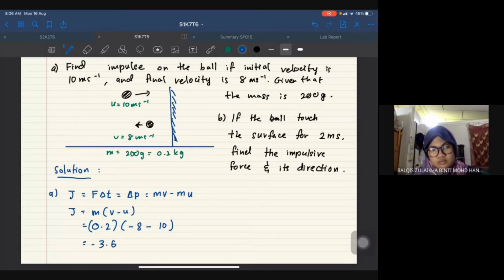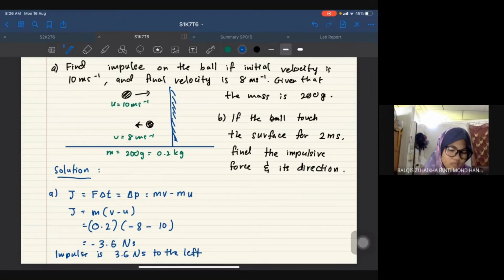What is the unit for this one? Ns. Okay, Ns. Okay, what is the direction of the impulse? To the left. Yes. So impulse is a vector as well. So impulse is 3.6. Okay. And obviously you get the answer to the left because of your drawing.